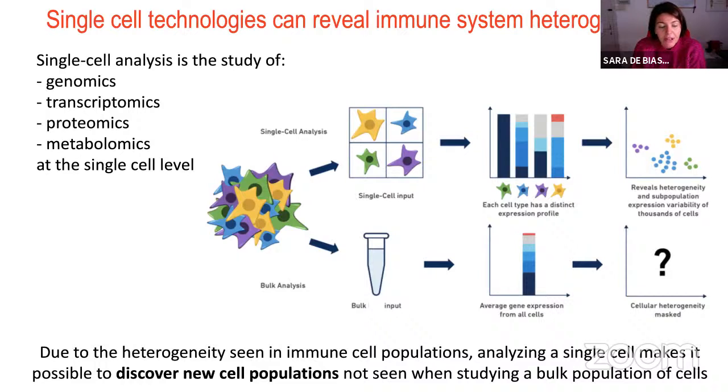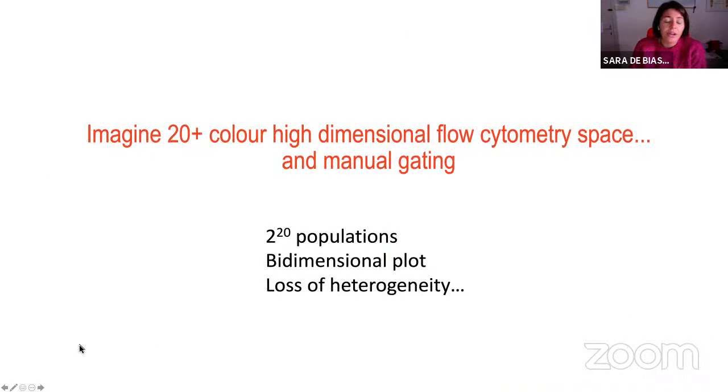because it is very different to analyze a lot of markers in a bulk population, and it is very different to analyze a lot of markers at a single cell level. And single cell technology is very interesting because it can allow us to discover new cell populations not seen when studying bulk populations of cells. So imagine that you are running a flow cytometry panel with 20 colors in high demand, and you will have a lot of dot plots to analyze, because, for example, every plot is bidimensional.